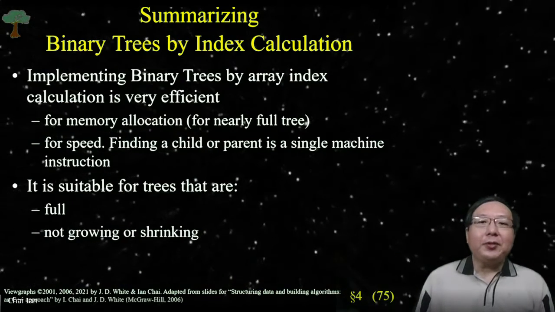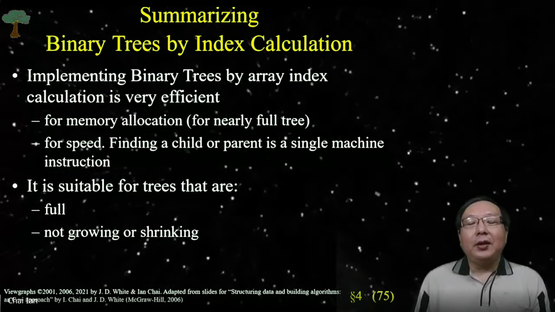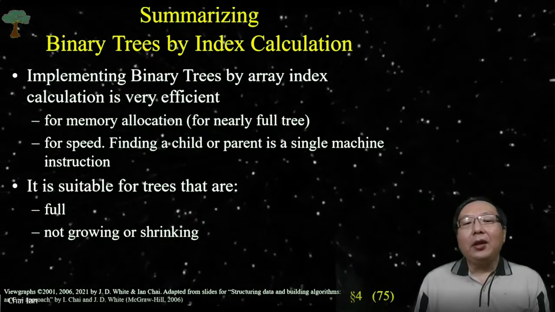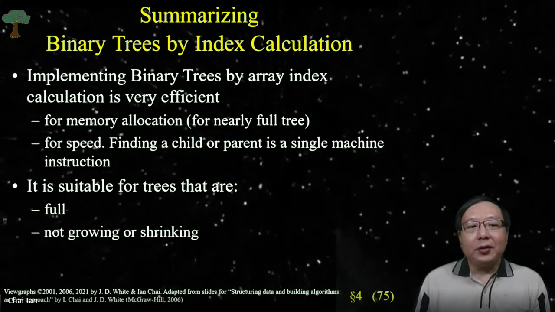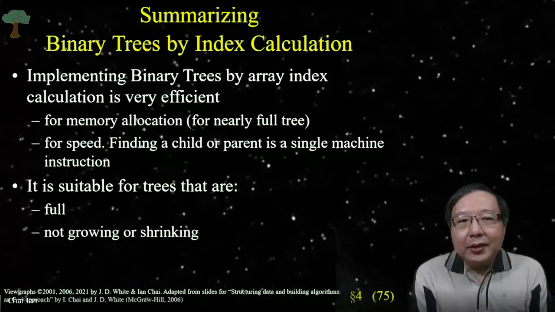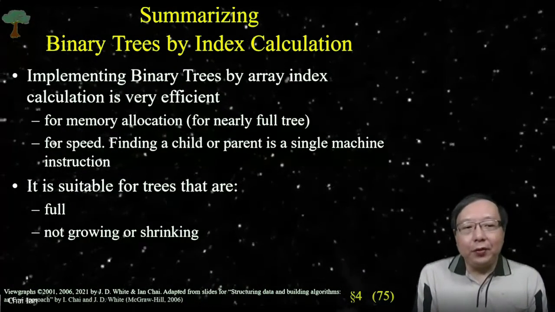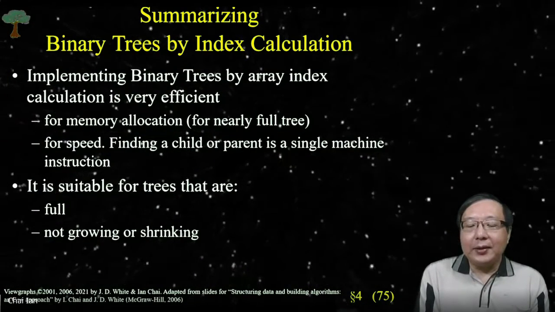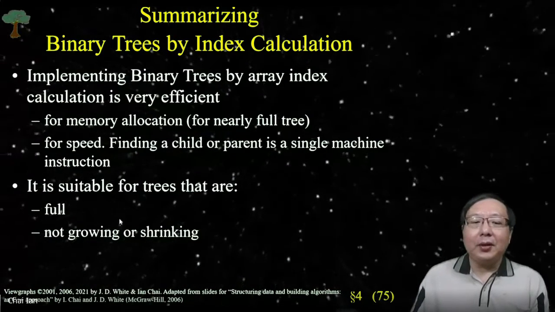So binary trees by index calculation makes it for very efficient speed. And if your tree is nearly full, also very efficient memory allocation. So using this kind of binary tree is useful when your trees are full and it doesn't grow or shrink. Okay, the size stays the same. Then this is a very useful type of tree. It makes it fast.